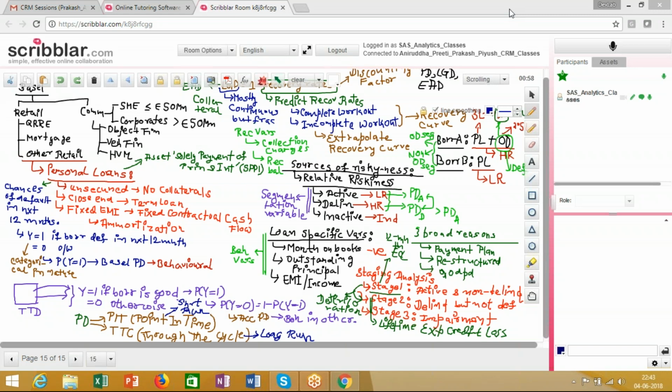So that is the reason why, when we talk about probability of default estimates for regulatory models like Basel, we ultimately end up doing a through the cycle kind of PD, which is developed mostly by business model teams.